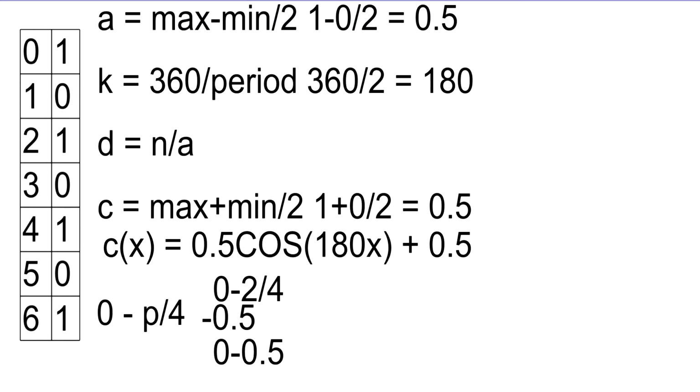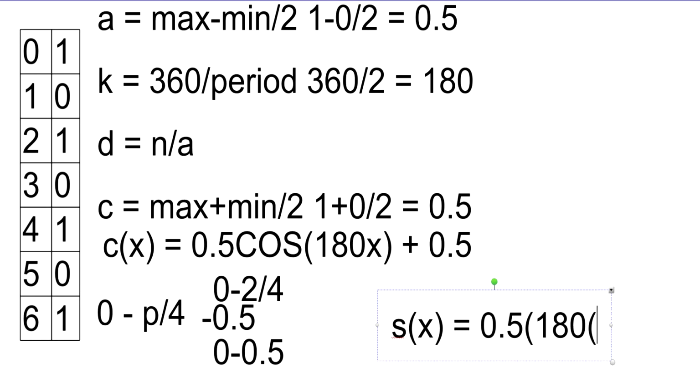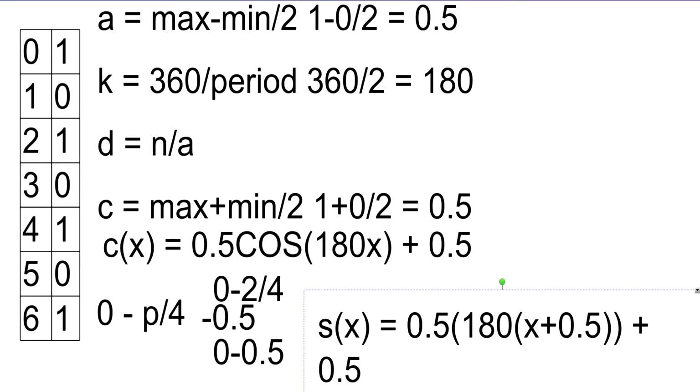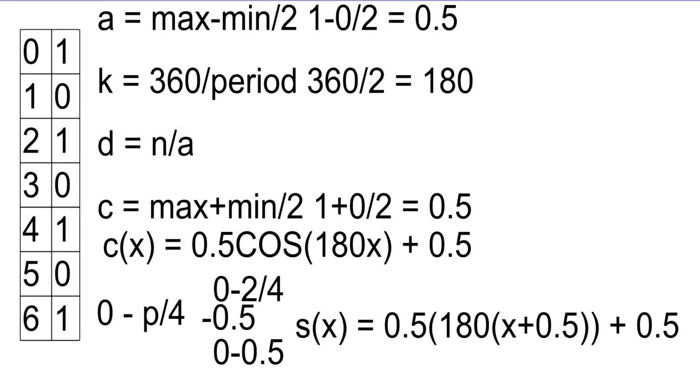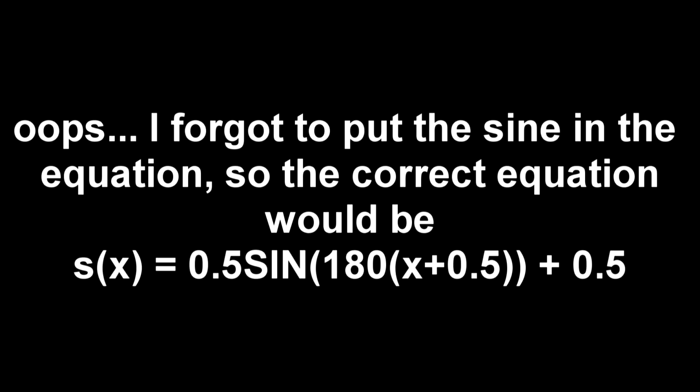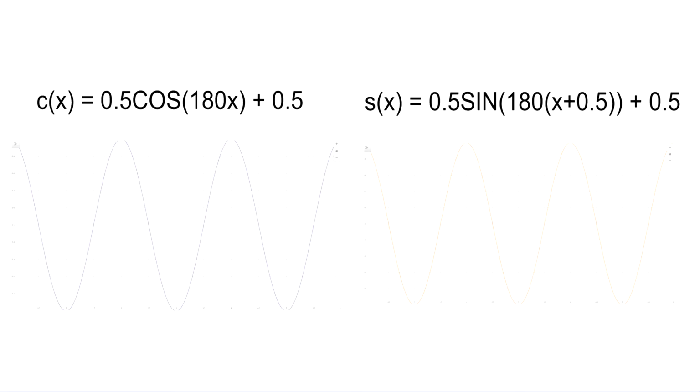Now if we put that into our sine equation, that will give us sine equals 0.5 bracket 180 bracket x plus 0.5 close bracket plus 0.5. And that is our sine equation. Now we have to put it into Desmos again, just to make sure we're correct. And yeah, both of our equations were correct again.